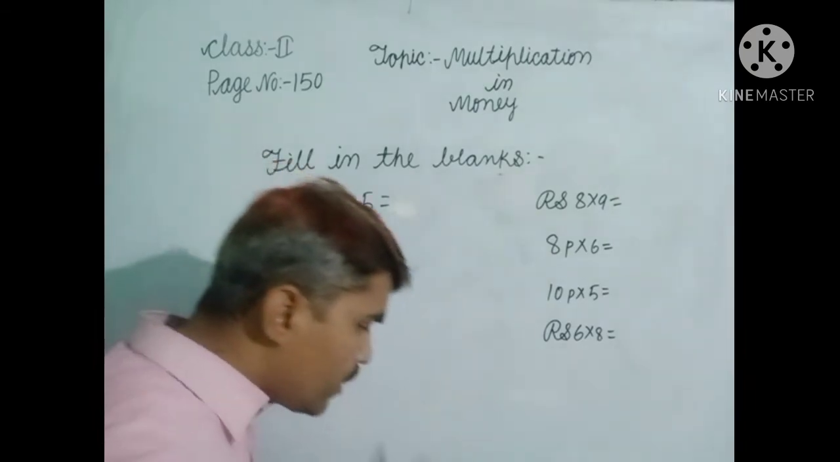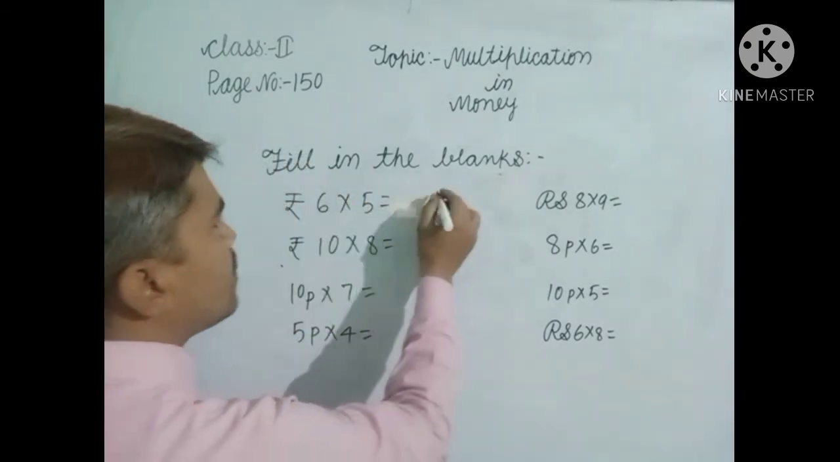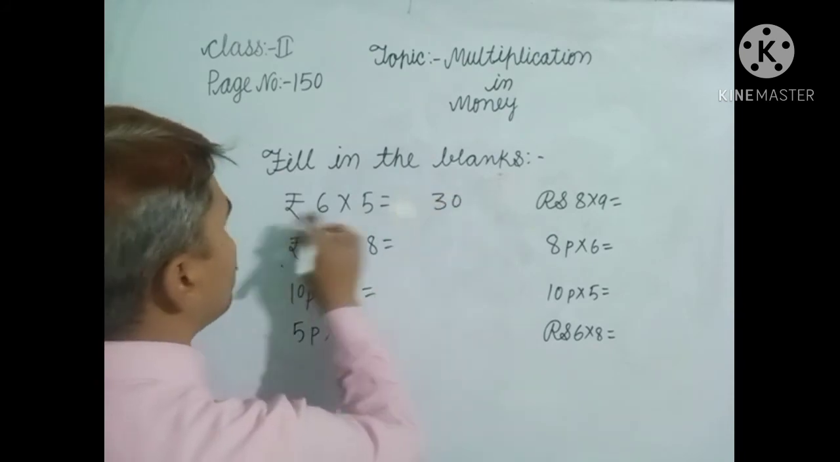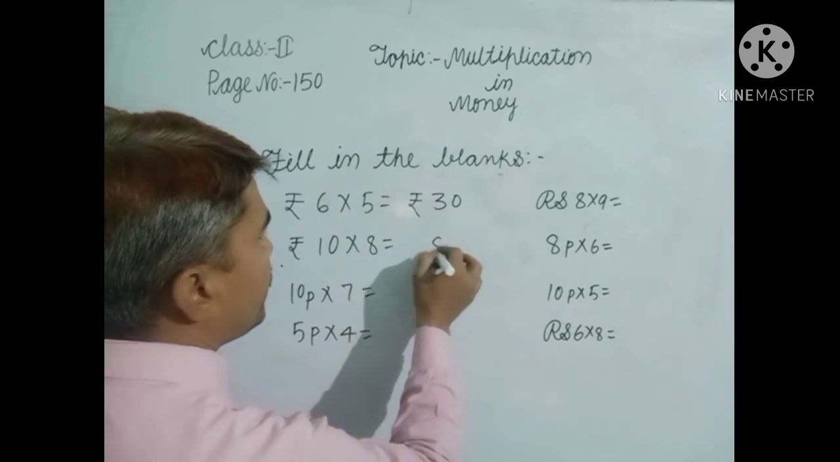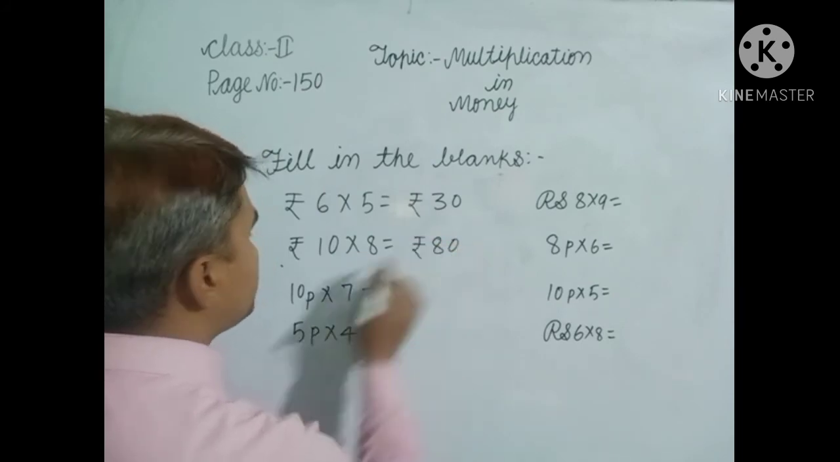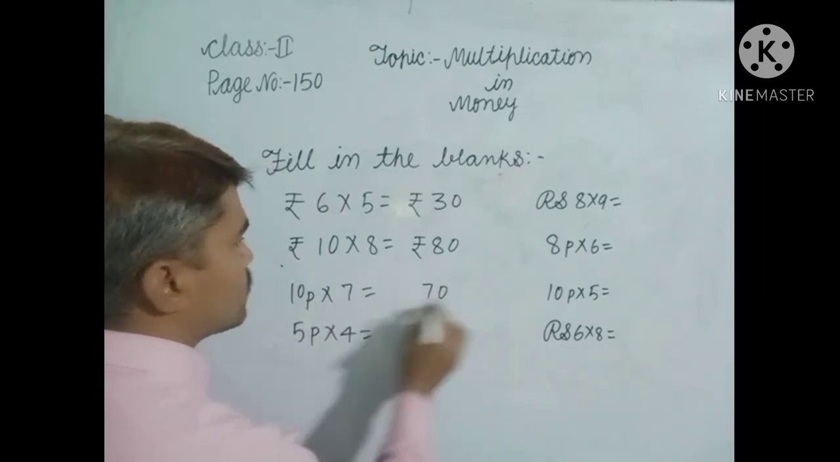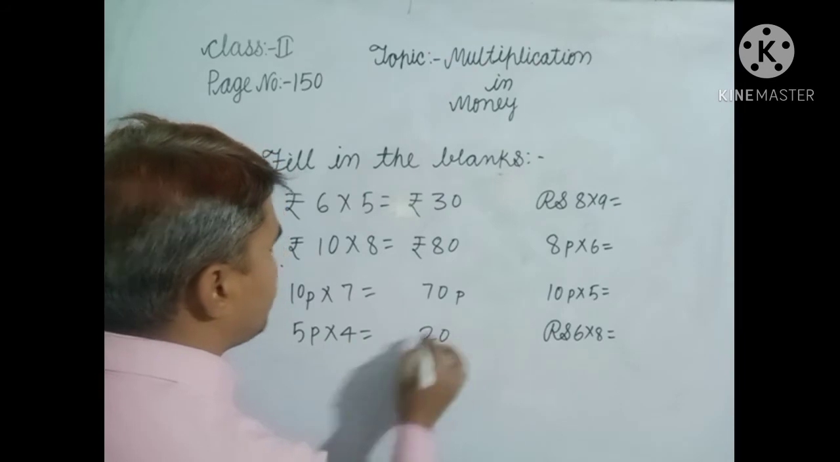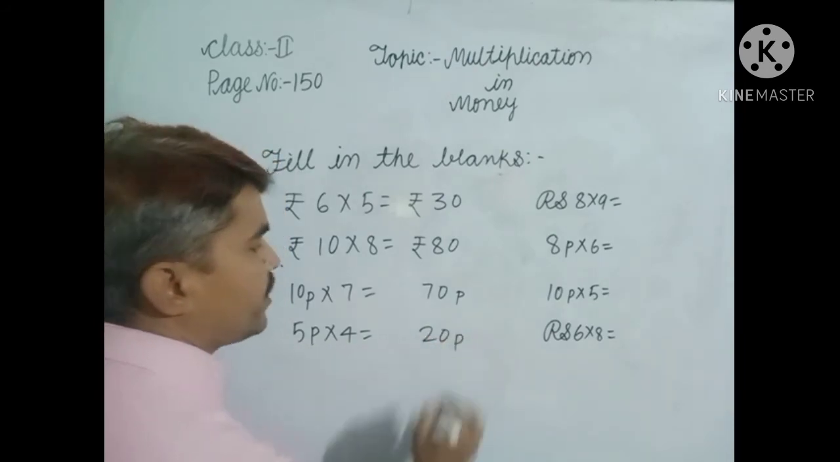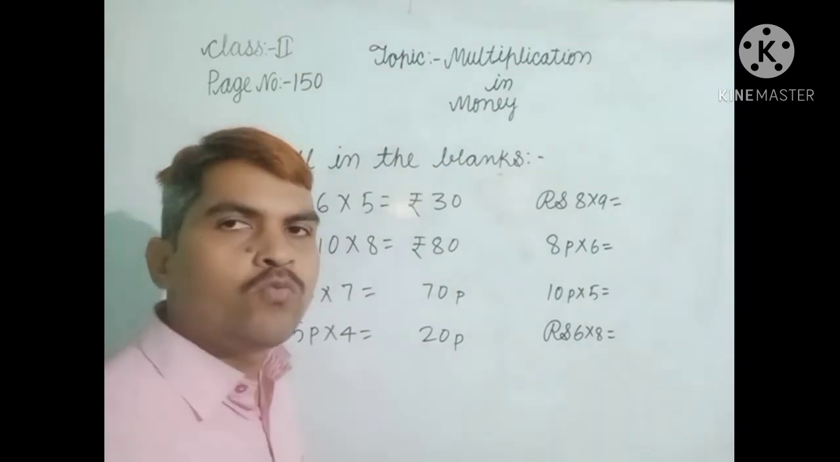This is ordinary multiplication. So we must write down 6 fives are 30, and here rupees, so write 30 rupees. 10 eights are 80, write rupees. And here 10 sevens are 70, here paise, so write 70 paise. 5 fours are 20, here paise, so write 20 paise, because you know that 100 paise is equal to 1 rupee.